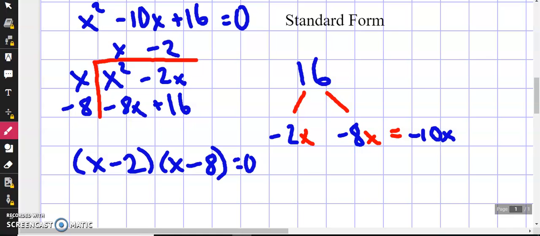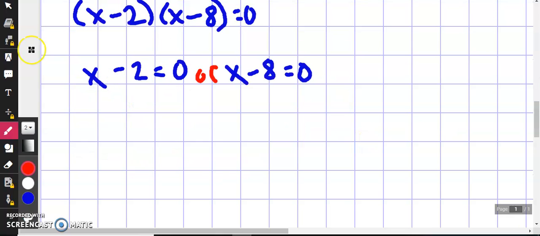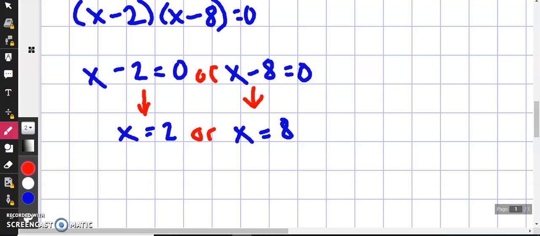Using the zero product property from the previous example, we can figure out the values of x by finding what would make x minus 2 equal 0 and x minus 8 equal 0. So if x minus 2 could equal 0 or x minus 8 could equal 0, then we can solve for our values of x by adding the 2 and the 8 to each equation, respectively. So our final answers are x equals 2 or x equals 8.